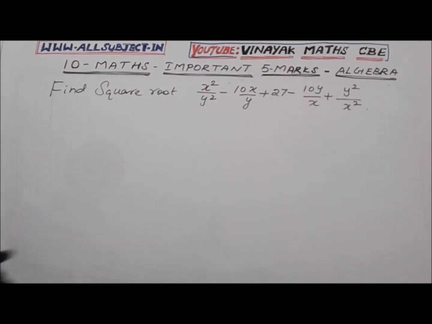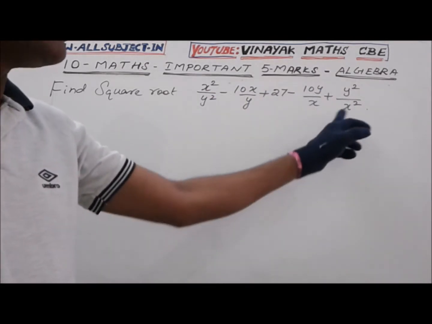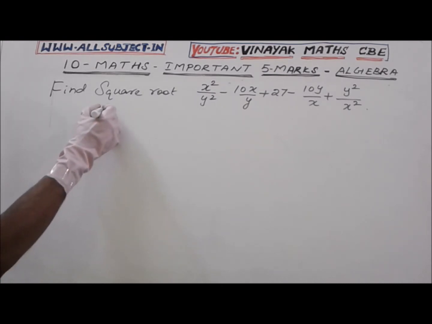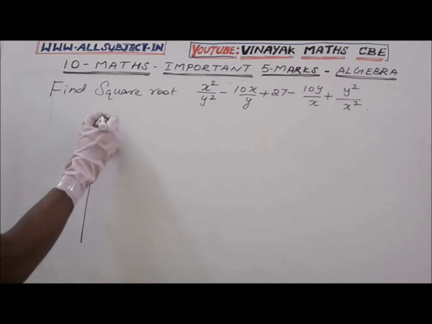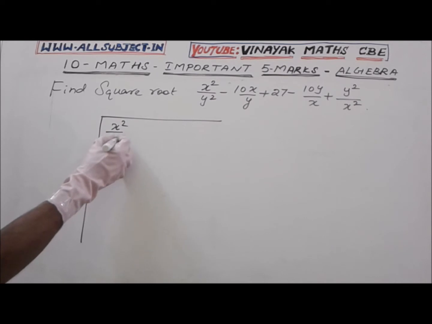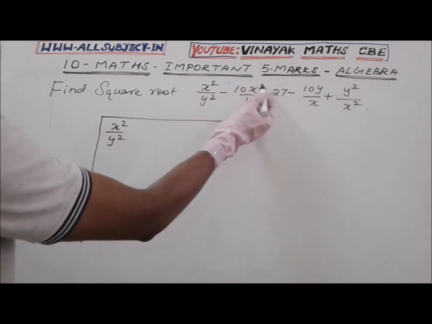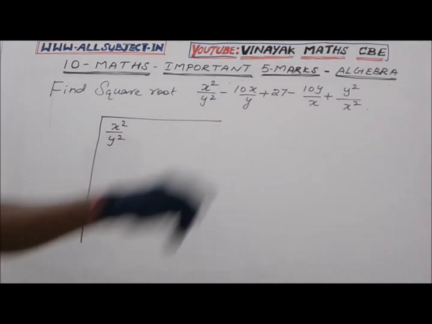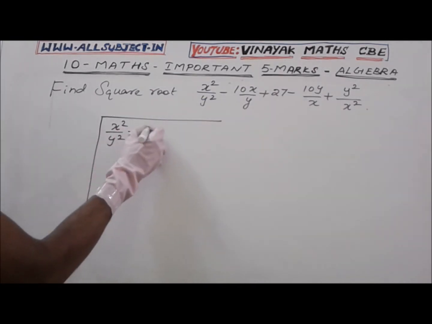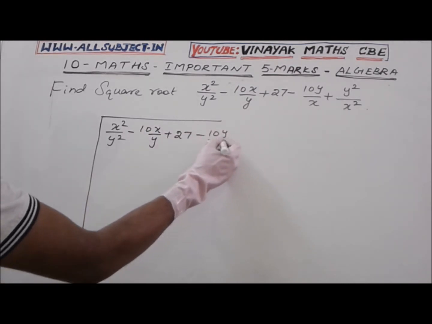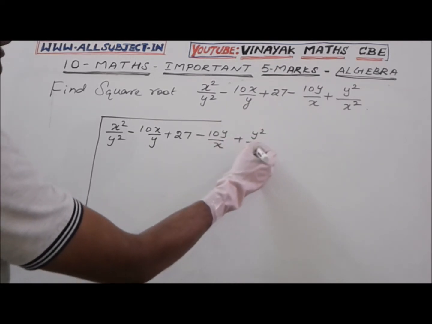Next question, find the square root of x square by y square minus 10x by y plus 27 minus 10y by x plus y square by x square. Writing in the long division method, x square by y square. They are in proper order, power 2, 1, then power 0; the power of y increases. So it is in proper order, we can write it in the same way: minus 10x by y plus 27 minus 10y by x plus y square by x square.